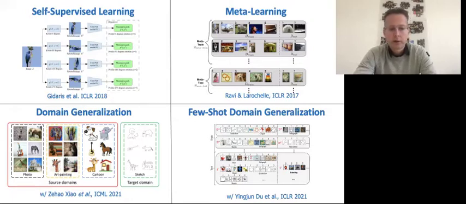And we are seeing some work that is trying to combine multiple of those techniques, like few-shot domain generalization, work from my team at ICCV last year, where we combine domain generalization and meta learning to learn classifiers from only a few shots of examples, and which are still able to generalize to unseen domains.